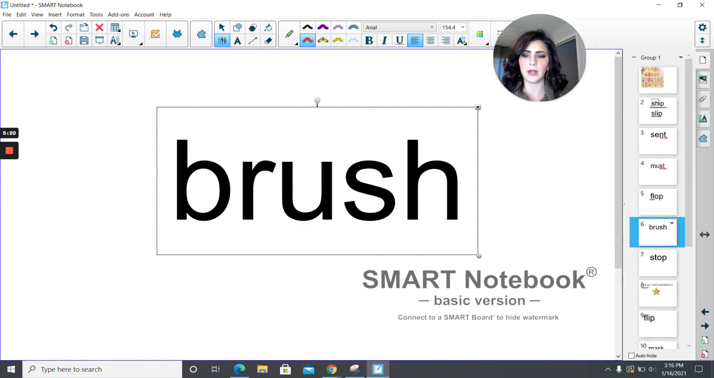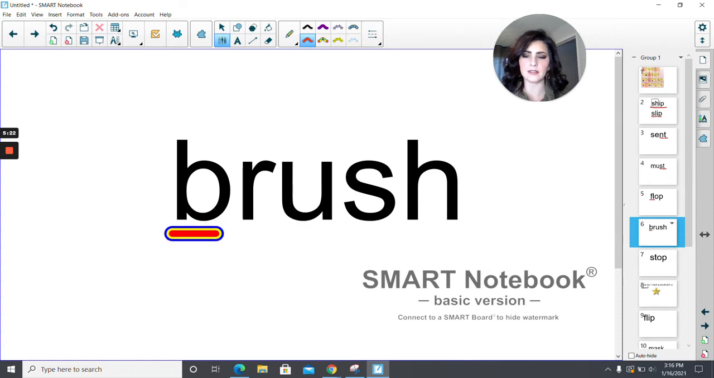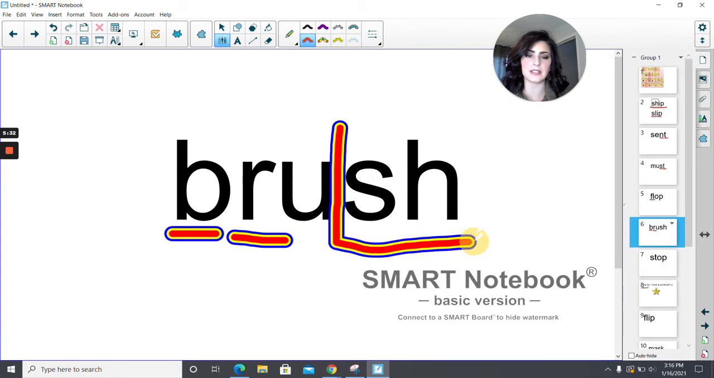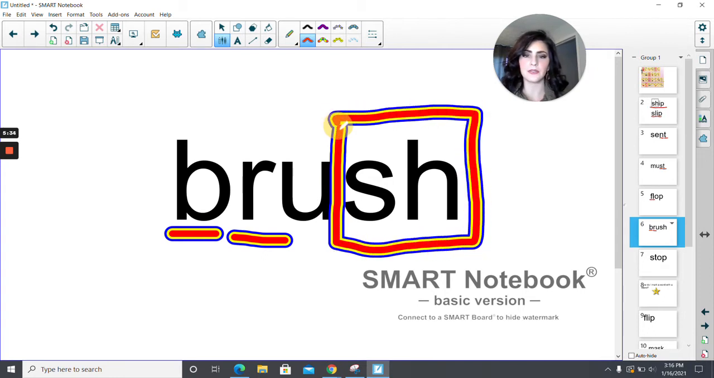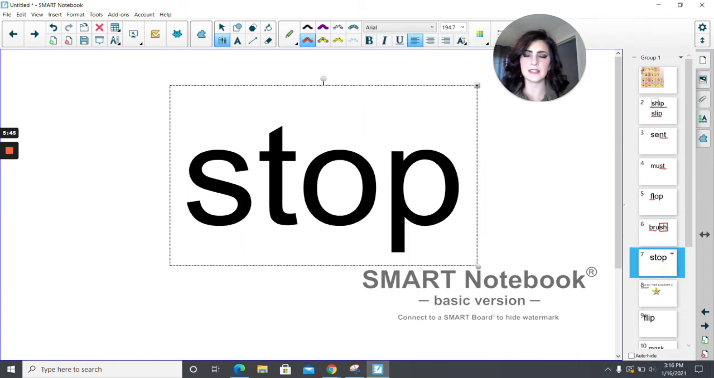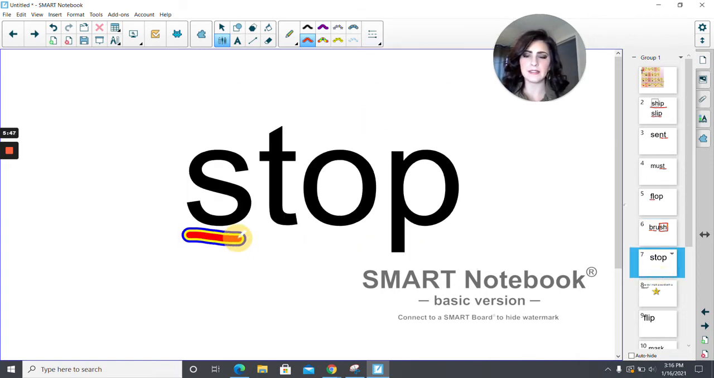Let's try another one. So right here, BR, this is an R blend. Again, we're going to make the B sound and the R and the U. And then right here, this is a glued sound. So we're just going to make the SH sound. So still only 4 sounds. Ready? Brush. Okay? And this last one right here, we have ST, which is our blended sound.